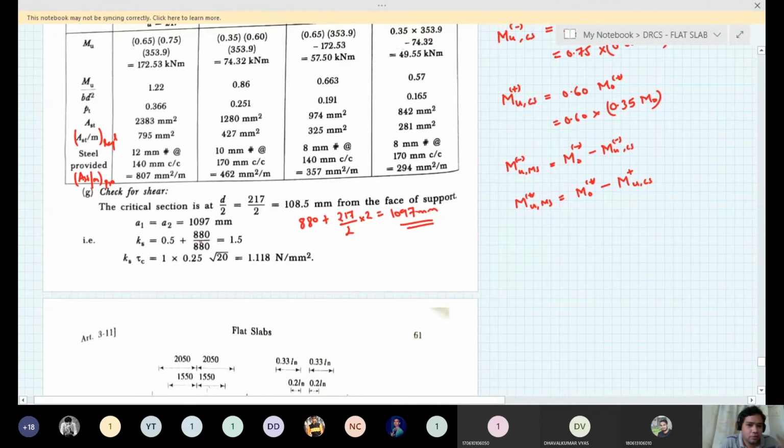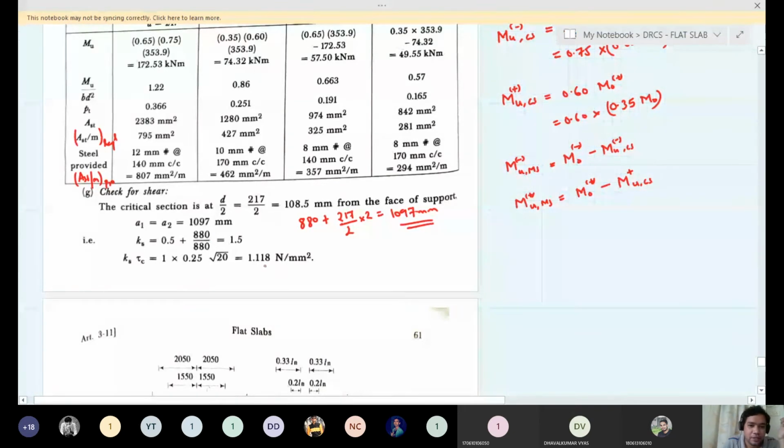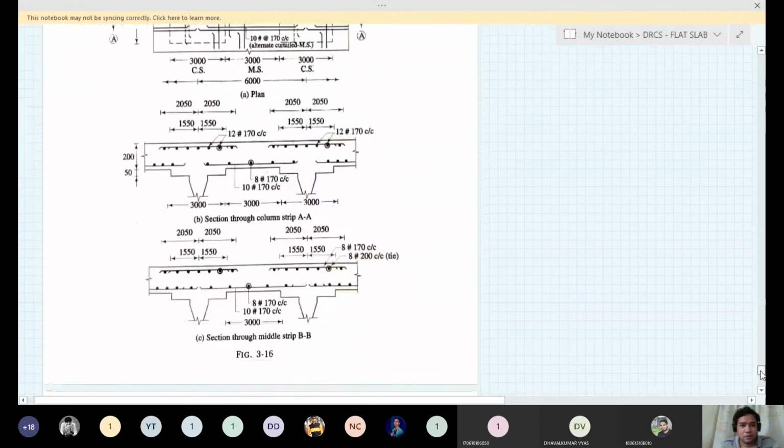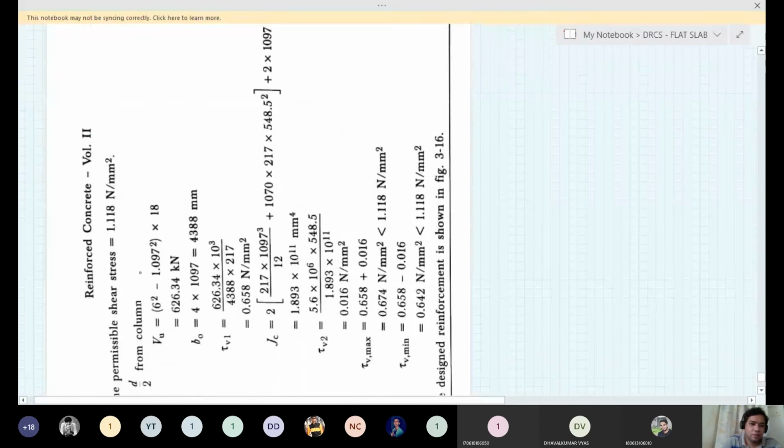Before that, your permissible stress is the same as earlier, because the grade of the concrete is M20. So the permissible shear stress is 1.118. Actually this page is rotated. So your tau allowable is 1.118 Newton per mm square.